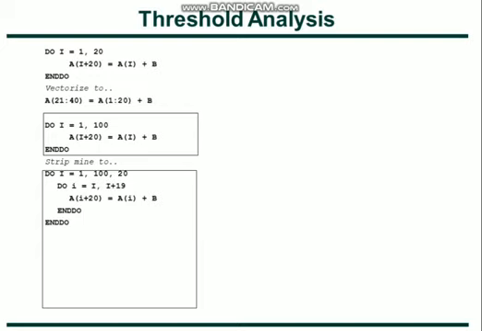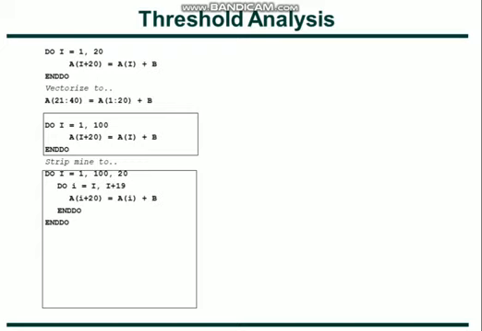Now what is the distance between source and sink? Here the distance is 20. The value defined in the first iteration would be used in the 21st iteration. The value defined in the second iteration would be used in the 22nd iteration. The value defined in the third iteration would be used in the 23rd iteration. So the distance is 20. In other words, the threshold is 20.